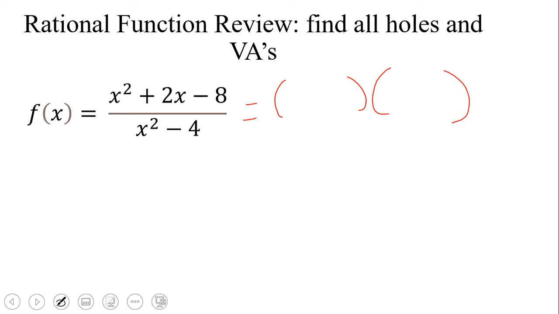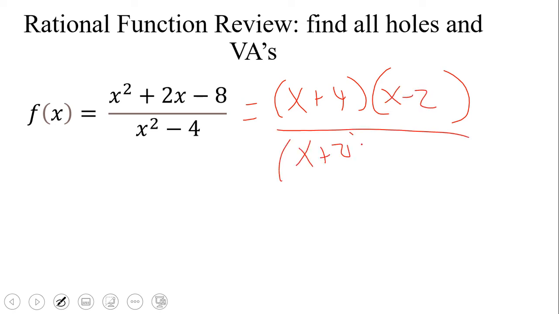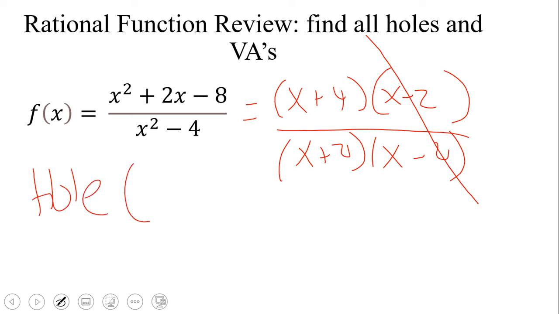So on the top, factors of -8 that add up to be +2. That's going to be a +4 and a -2. Difference of squares on the bottom, x plus 2, x minus 2. The common factor, remember, that's the hole. The hole has to be an ordered pair, 2 comma something. It's 2 because it's whatever would have made this canceled factor 0.